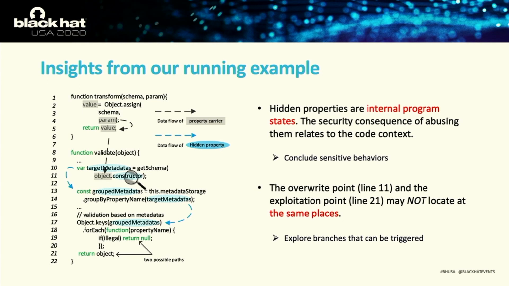Also, from this running example, the exploitation is mainly about manipulating the return result. For example, there are two possible paths in this picture. If the execution enters the branch on line 19, we will get a validation failure, which is what we don't want to see. But if we go into line 21, we can successfully pass the check. So the exploitation point and the override point may not be the same place, which means we should not stop our analysis at line 11. And we should continue exploring all the possible paths that can be triggered by manipulating the hidden property.